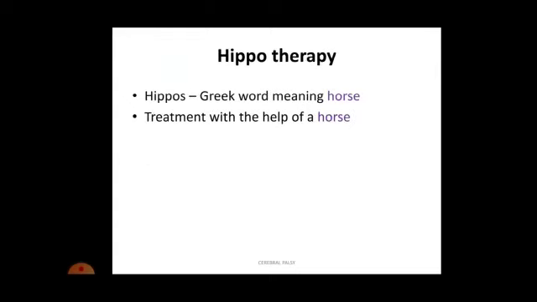Okay, now coming to hippotherapy. So what is the meaning of hippo? Hippo is a Greek word. It means horse. So hippotherapy means treatment with the help of horse. Clear? So hippotherapy means we are using horse for therapy or treatment purposes.